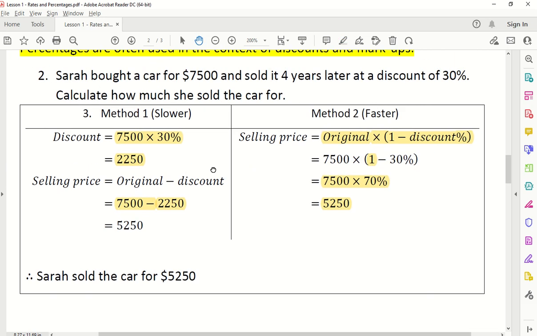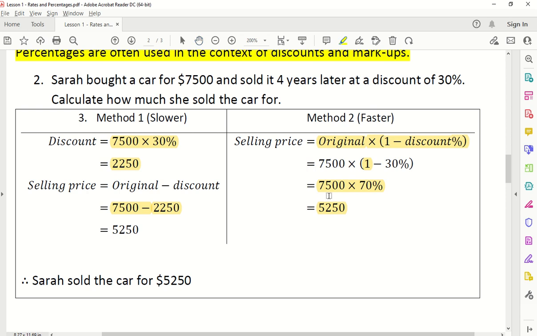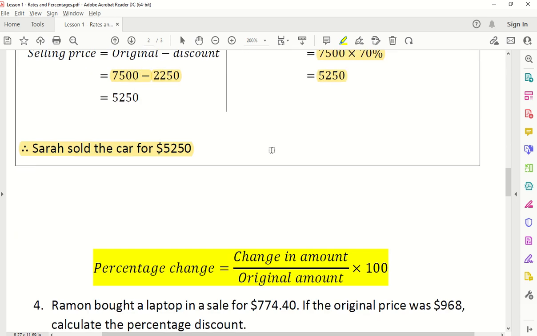As you can see, I end up with the same answer regardless. Both methods give me 5,250. I know I recommended the method on the right, but if you want to keep using the method on the left, that's fine. You'll still get full marks either way. And of course, worded question, so worded answer: Sarah sold the car for $5,250.